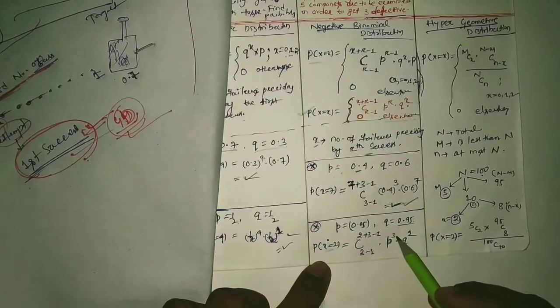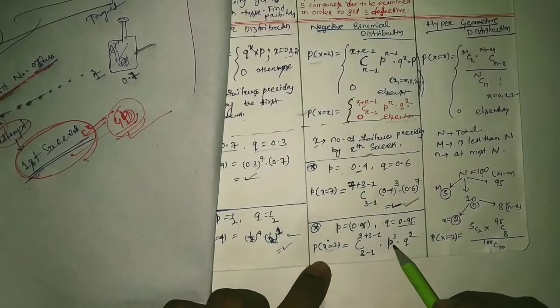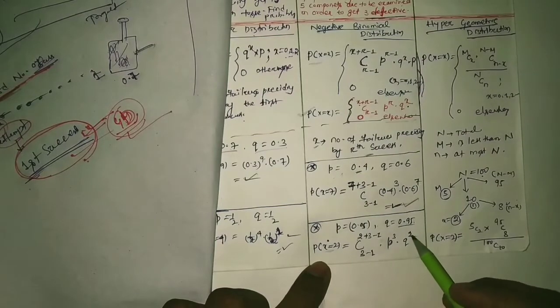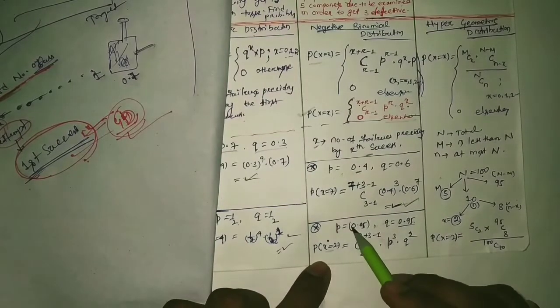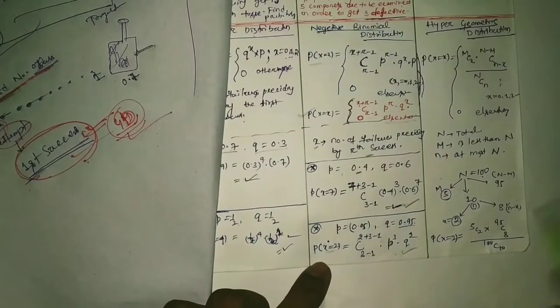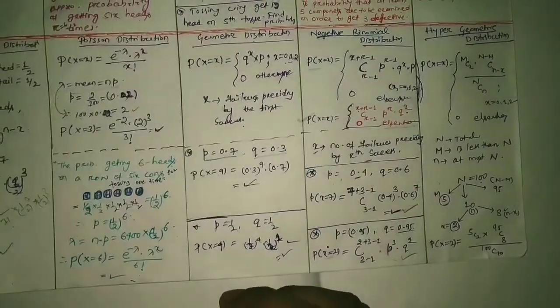P belongs to success. How many successes? That is 3. Here the considered success is defective, right? Okay, p to the power 3 into q to the power 2. So P is nothing but this one and Q is nothing but this one. You just put the values and solve it to get the answer. Okay. Now we are going to go for another type of question.